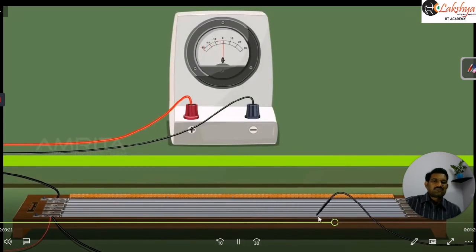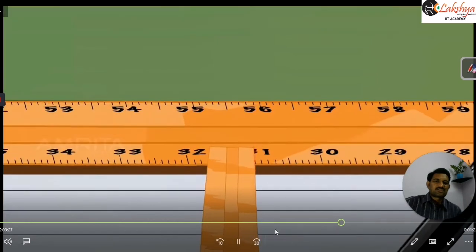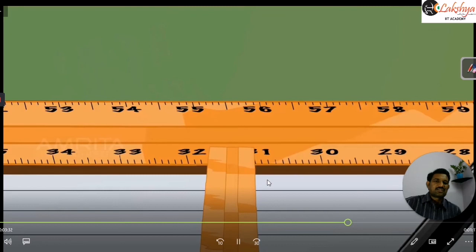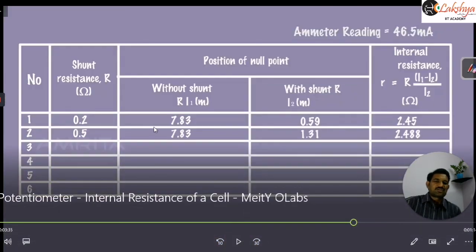So again we are finding the balancing length after changing that resistance. Say for example 1.31 meters we are getting here. So that means this value we need to change. Now we can observe that even though we are changing the shunt resistance, without shunt resistance the L1 value will remain the same. We are taking the same value here because it doesn't depend on this resistance. Only this L2 value will change, and correspondingly we find the internal resistance here.